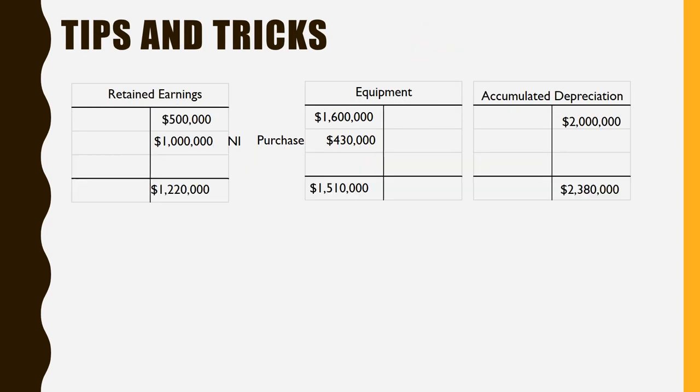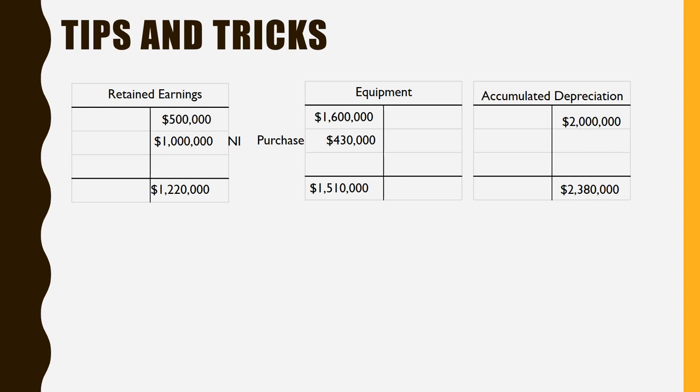Now, every statement of cash flow problem is a little bit different, and for most of the changes, you just look at this year's balance minus last year's balance to get the change. But occasionally they'll ask you to determine what the transaction was that caused the change. So here's some tips and tricks to get you through those problems. The basic one is use a T account when all else fails. So let's say retained earnings has a beginning balance of $500,000 and an ending balance of $1,220,000.